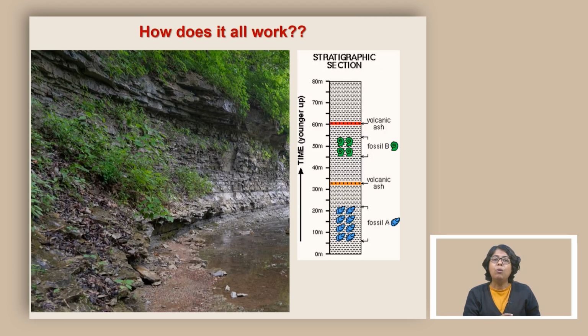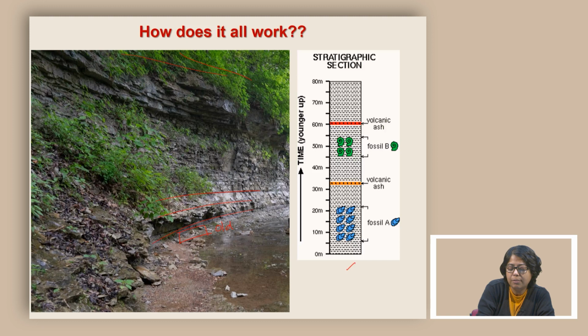So, now that we understand some of the complexities of radioactive dating, let us try to understand how all of these things are put together. So, let us say we go to the field and look at this kind of succession. Using the law of superposition, we know that the strata which is below is much older compared to the strata which is at the top. And if we represent it in a stratigraphic section, it will look something like this.